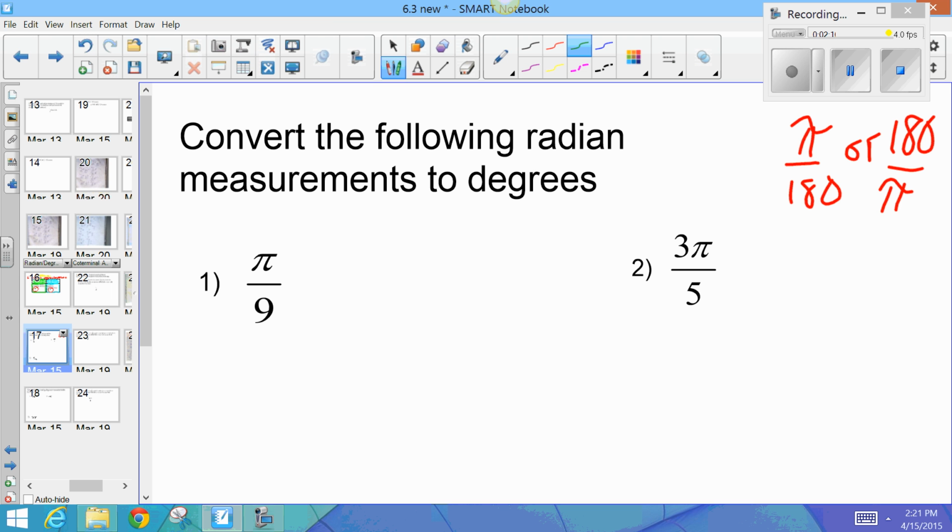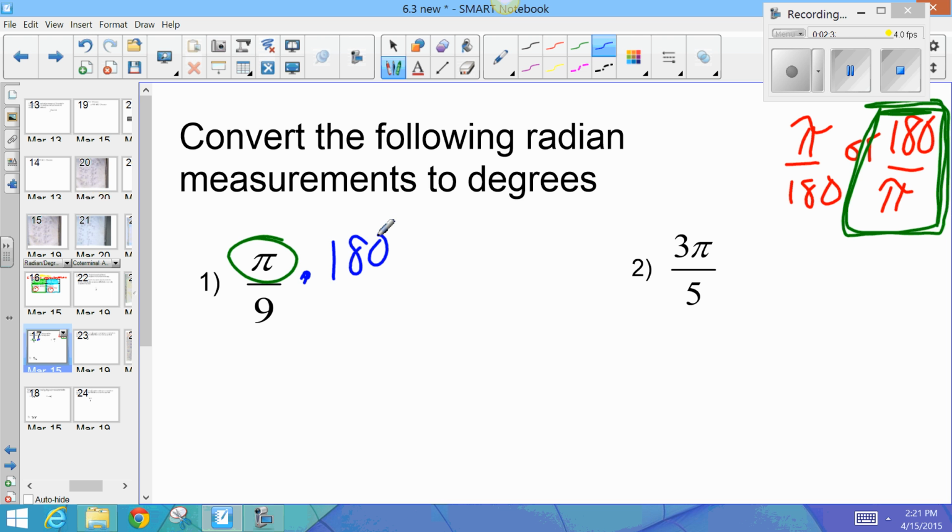If I am given radians, I'm usually given a pi on the top. And I don't want a pi in my final answer, so I want pi to cancel. So if pi is on the top, I want to multiply by the one that has pi on the bottom so that pi will cancel. So I'm going to multiply by 180 over pi. And there you go, pi cancels. But something else cancels also, because there's a common factor between 9 and 180. So 9 goes into 180 20 times, and there we go, it's 20 degrees.